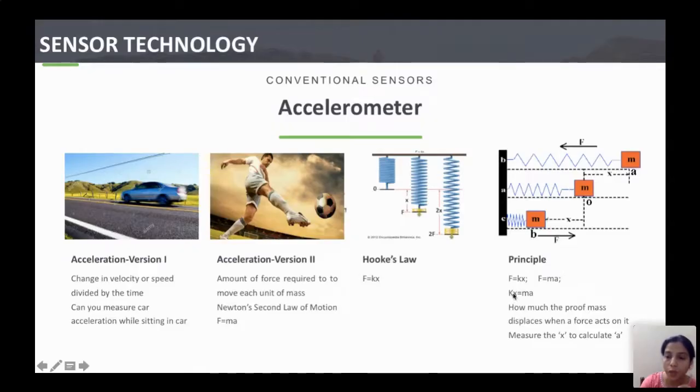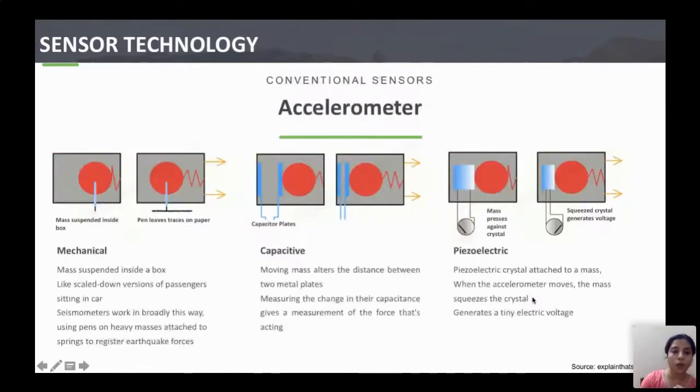So you just have to measure the displacement in the spring, then you can measure the acceleration. So based upon this philosophy, there are three different types of accelerometers: mechanical, capacitive, and piezoelectric accelerometers. All of them have a housing in which there's a small proof mass and a small spring, and the mass is actually attached to the housing using a spring.